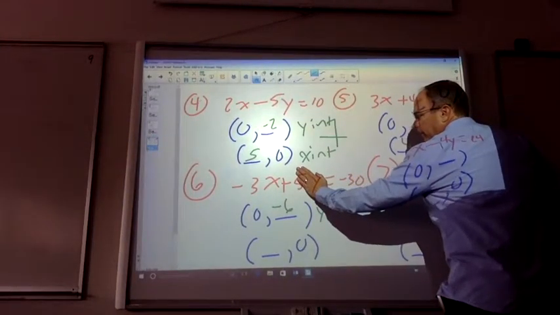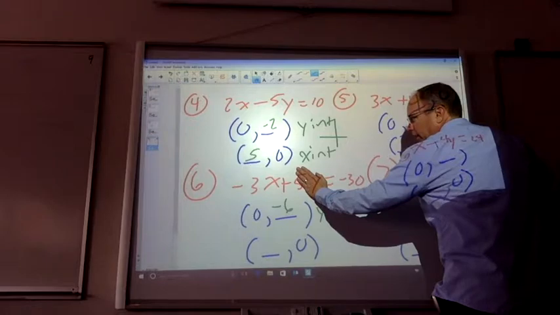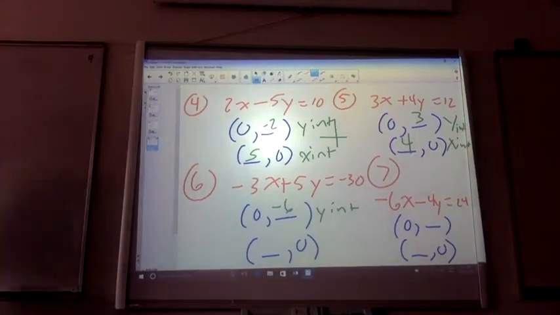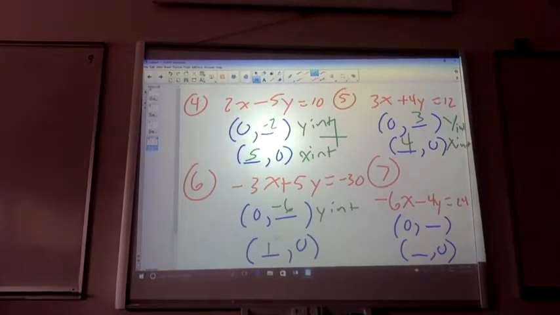Okay. Second problem. This is a y component, so I'm going to cover my y value up. Okay, so -3 times x is equal to -30. So -3 times what number gives me -30? 10. X or y-intercept? X.